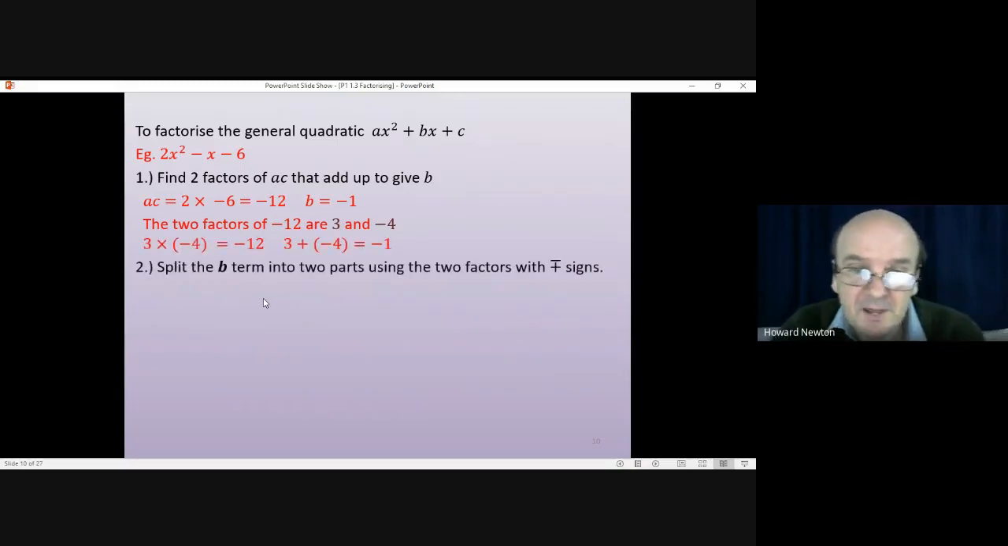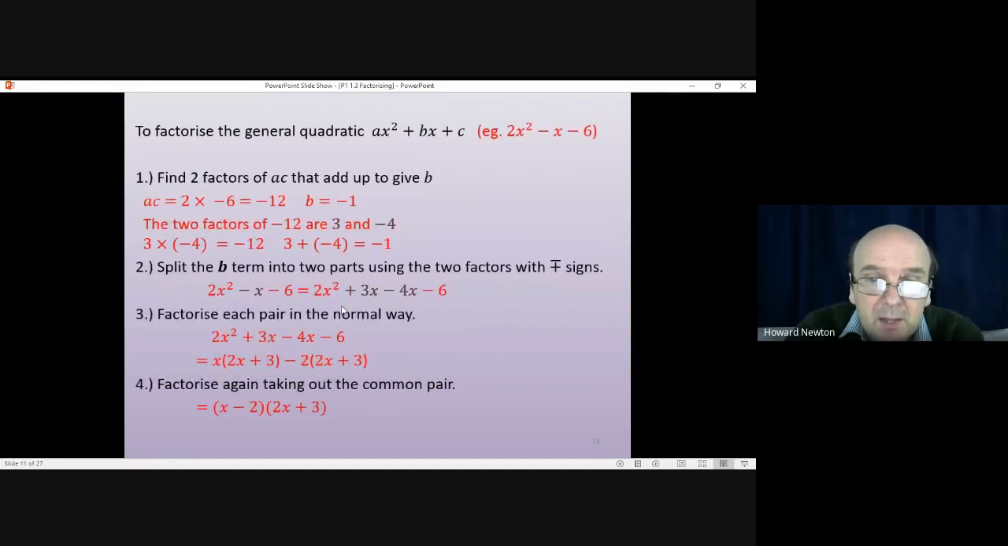Once you've found the two factors, you then split up this middle term, the bx term, or the minus x term in the question. Using those two factors, making sure you use the plus and minus signs correctly as well. So 2x squared minus x minus 6, this minus x gets split into plus 3x minus 4x. Plus 3x because of the 3 we had here, minus 4x because of the minus 4 we had there. Once you've done that, you then factorize each pair in the normal way, and it doesn't matter which order you write these two middle terms in, it'll work either way.